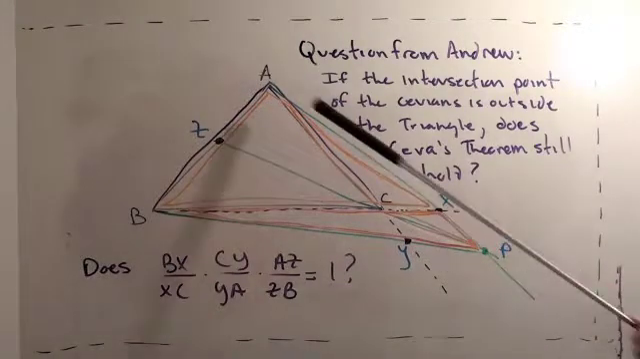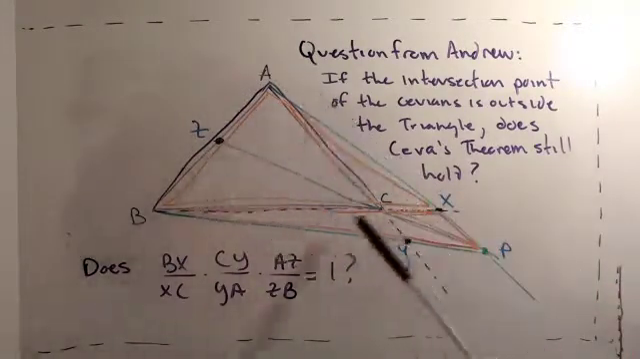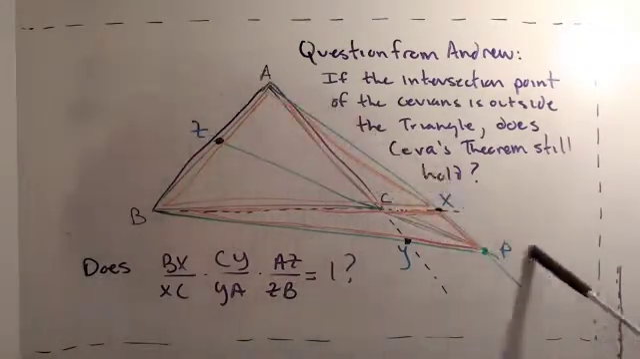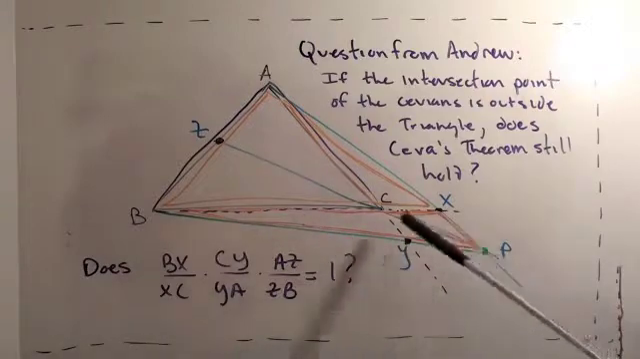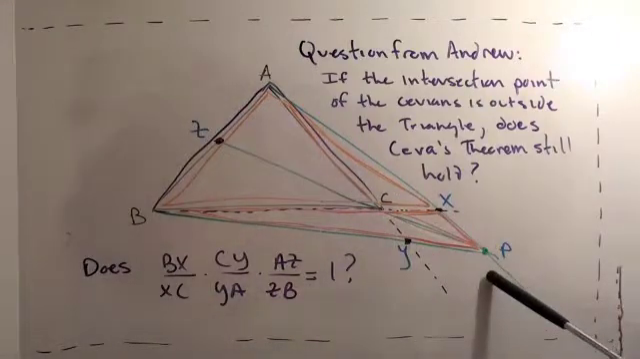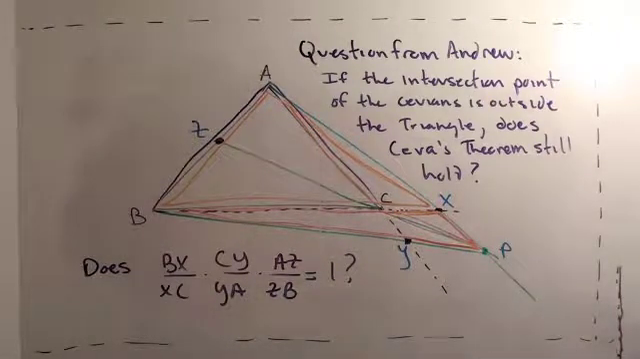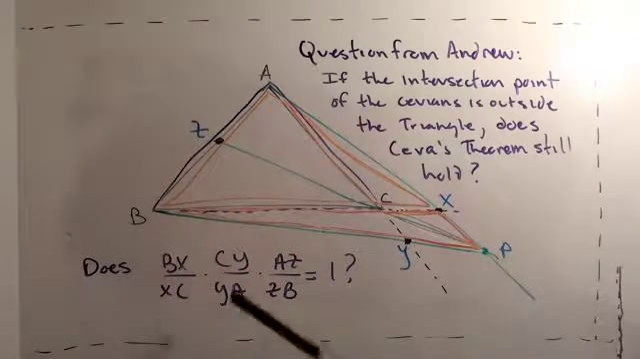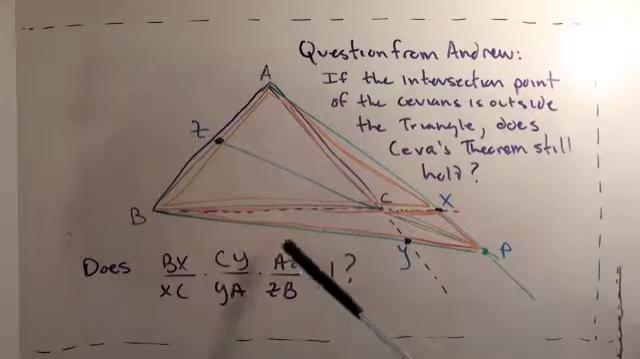And now we have the Cevian from C that meets AB at Z and extended backwards intersects at this point P. So here's my triangle, ABC, drawn in purple. The Cevians are drawn in green, AX, BY, and CZ, and they intersect at P. And the question to try to figure out is, does BX over XC times CY over YA times AZ over ZB equal 1?